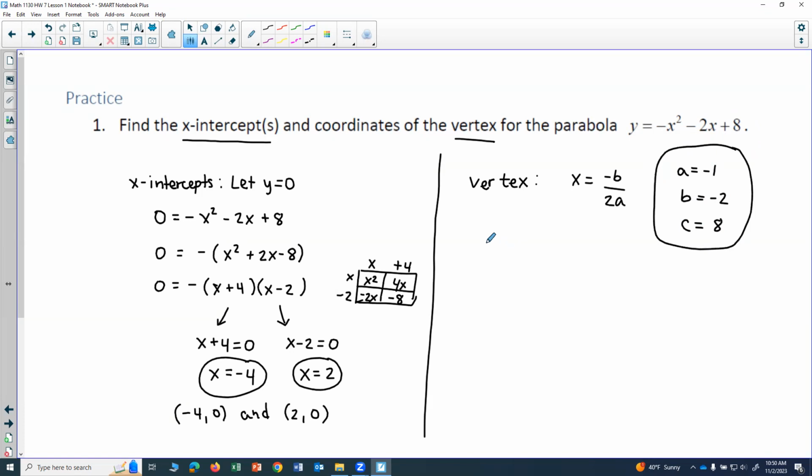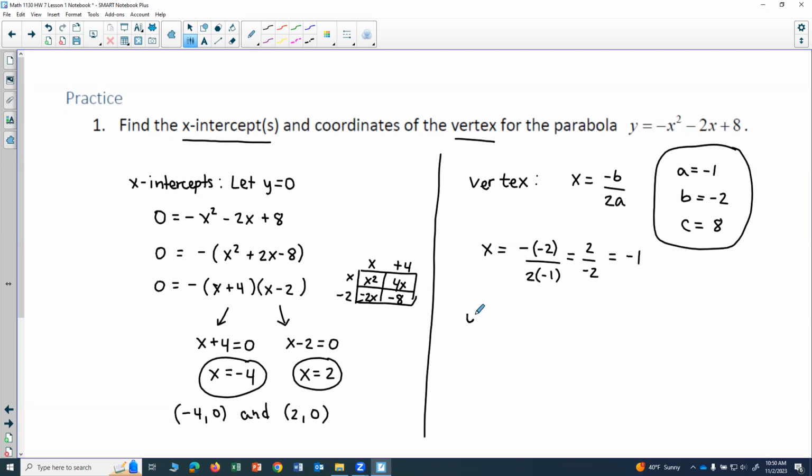And then you can plug it in. So x equals negative b, which would be negative negative 2, over 2a. So that's going to be over 2 times negative 1. And that would give me a positive 2 over a negative 2. So the x value of the vertex is negative 1.